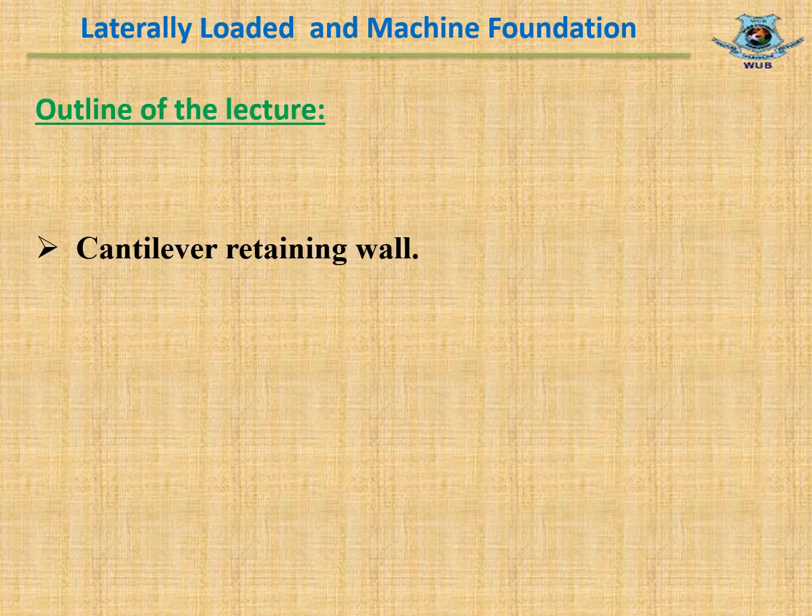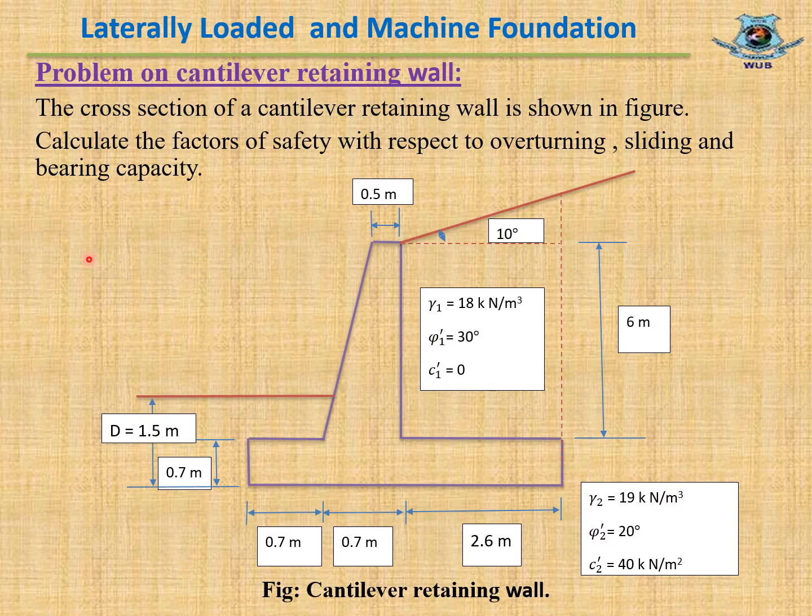In this lecture, we will perform a mathematical problem of cantilever retaining wall. Let's see the question. The cross-section of a cantilever retaining wall is shown in figure. We have to calculate the factors of safety with respect to overturning, sliding and bearing capacity.